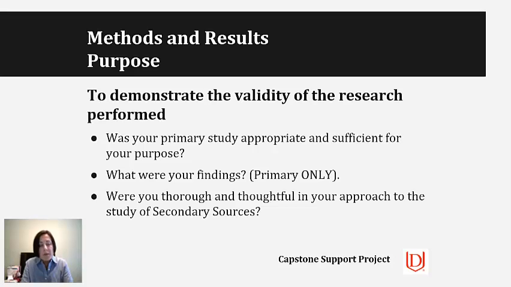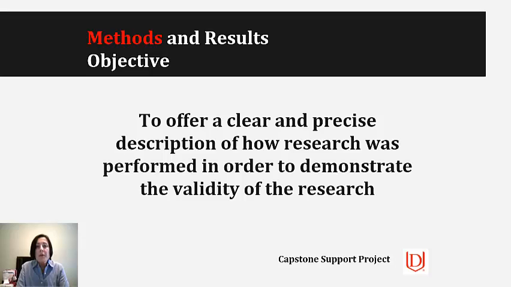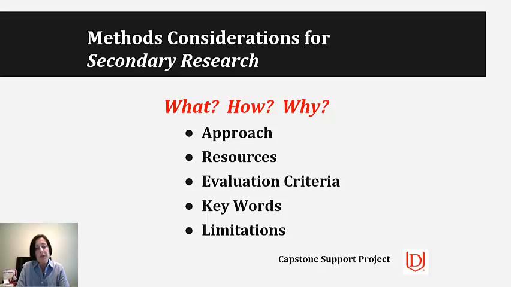If you are asked to use a methods section for your secondary research, the idea here is to demonstrate your thoroughness and thoughtfulness in your approach to the study of these secondary sources that you used in your literature review. So, focusing only on the methods section, the objective is to offer a clear and precise description of how your research was performed in order to demonstrate, again, the validity of your research. Focusing on secondary research: what, how, and why.